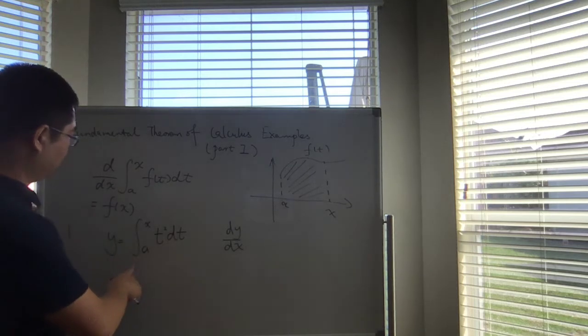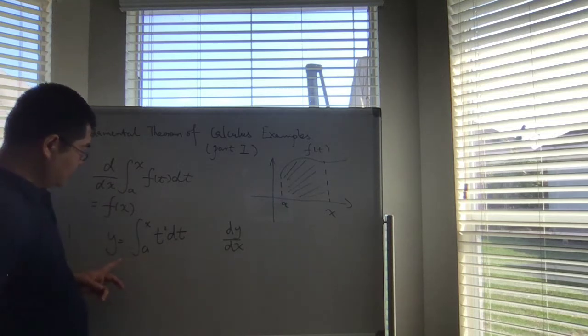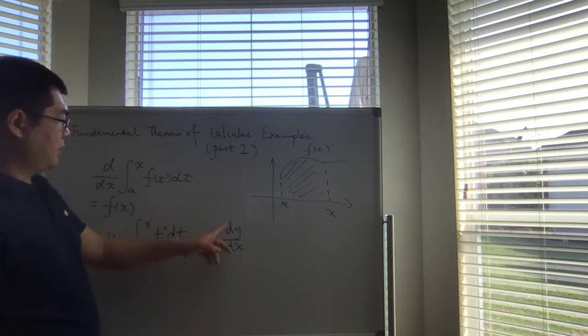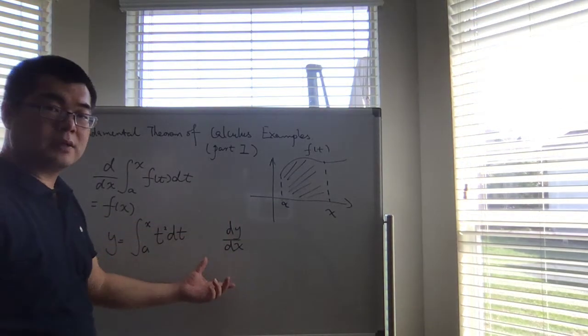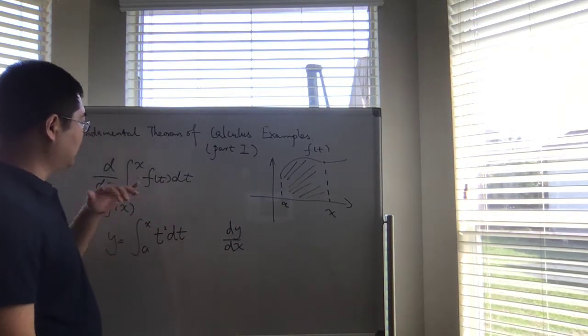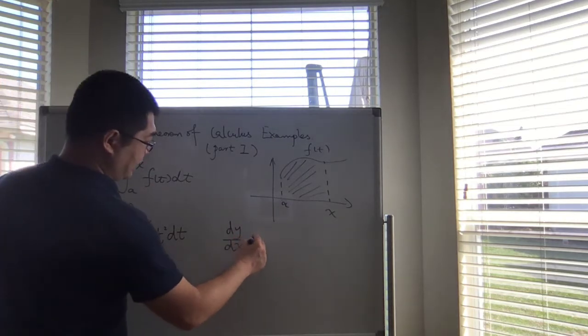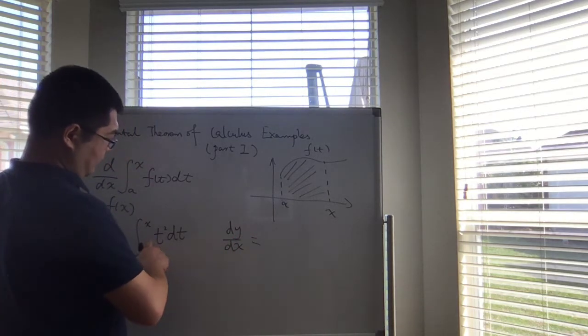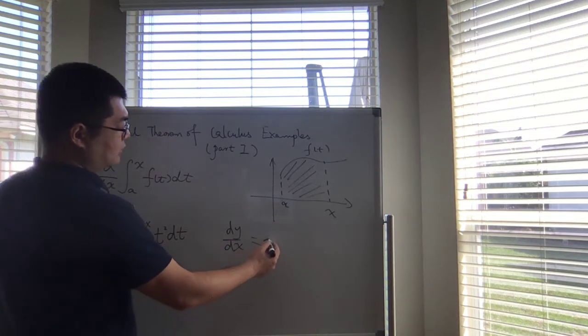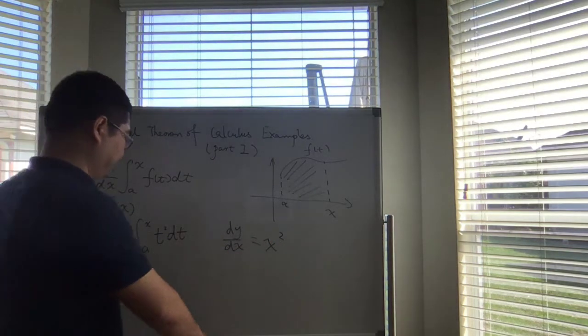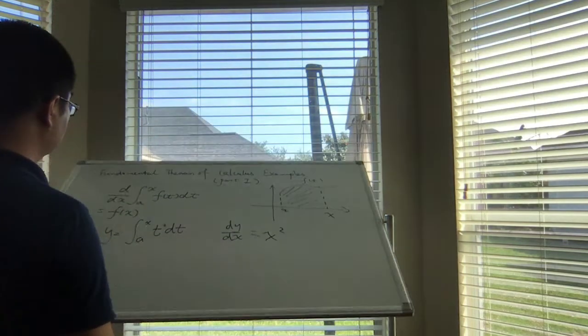Okay, so now let's look at the first problem. I have y equals the integral from a to x of t squared dt. They ask us to figure out what dy/dx is. You can see that this problem is a direct application of this theorem, which we can easily write out. It's going to give us, replace t with x, so it's x squared. Okay, easy to handle.